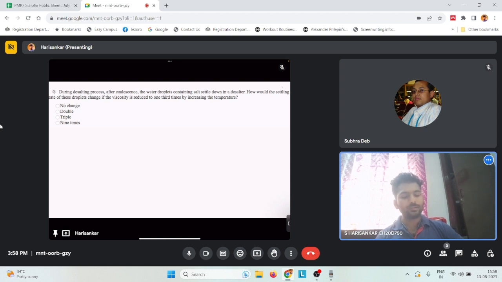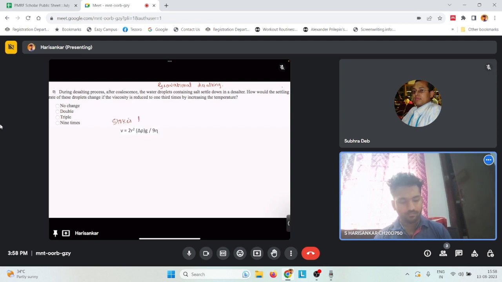Fine. The next question. During the desalting process, after coalescence, the water droplets containing the salt settle down in a desalter. How would the settling rate of these droplets change if the viscosity is reduced to 1/3 of the original viscosity by increasing the temperature? So this is a gravitational desalting process, and they are asking us, if we increase the temperature and decrease the viscosity to 1/3 of its original value, what would be the velocity in this new case?